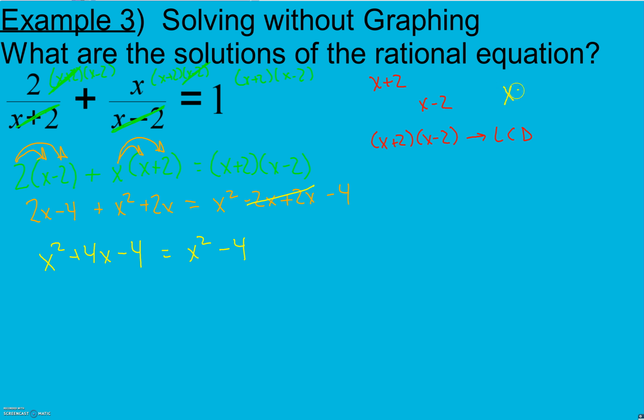I did not check for restrictions over here. It's going to be positive 2 and negative 2. If I added 2 here, subtracted 2 there. Okay.